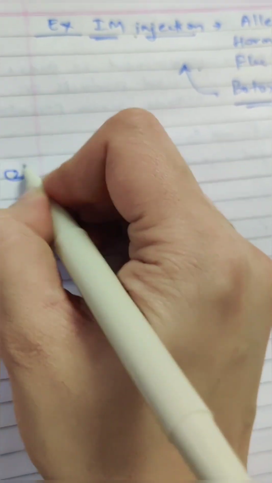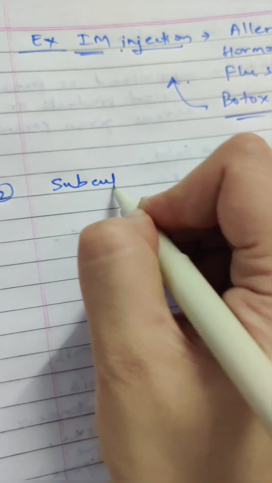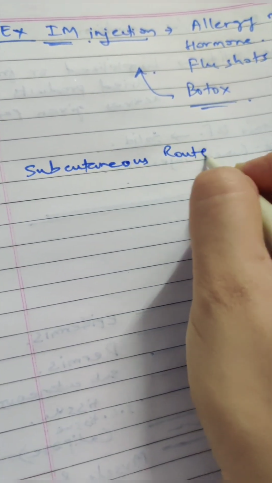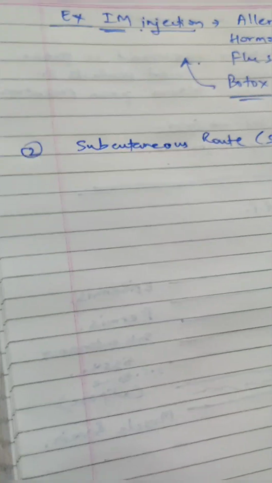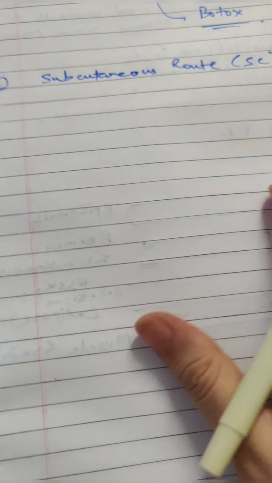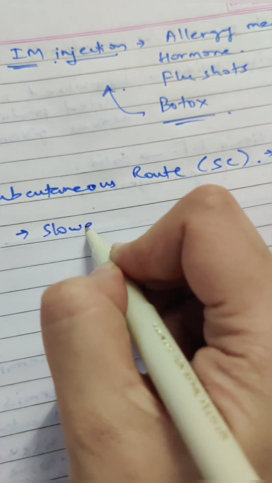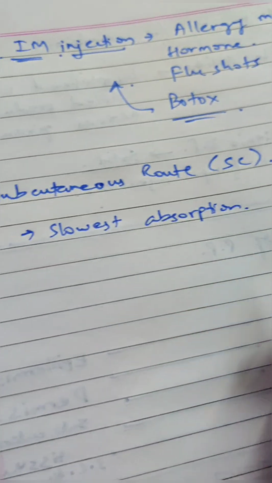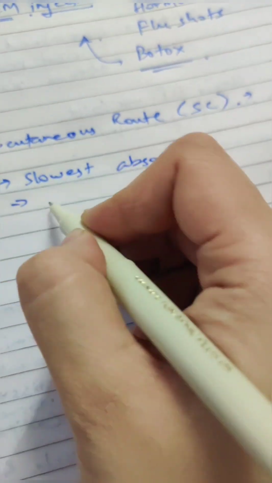Now secondly comes the subcutaneous route, that is SC route. Now SC route का injection, it's usually given when we need slowest absorption of the drug. Slowest absorption of the drug because it's given in the subcutaneous.